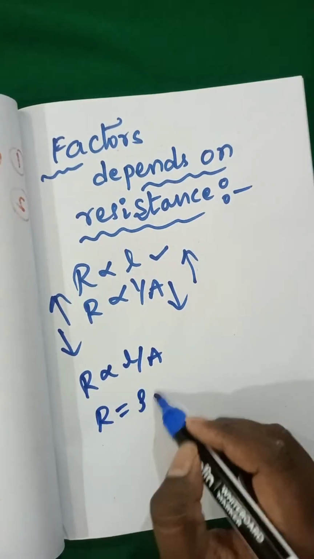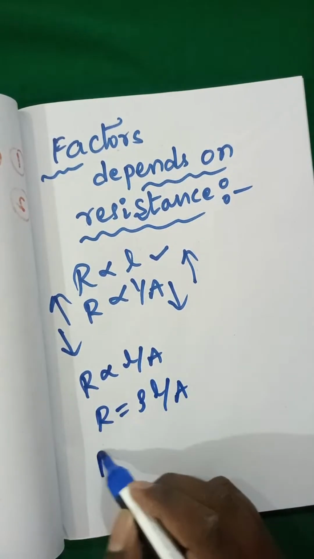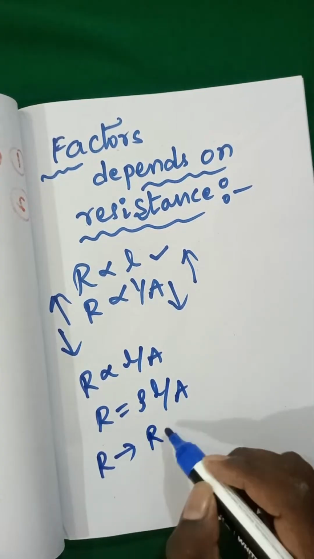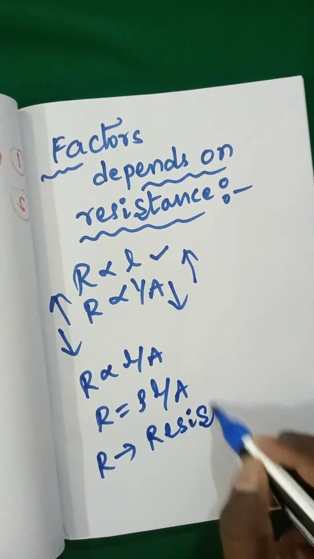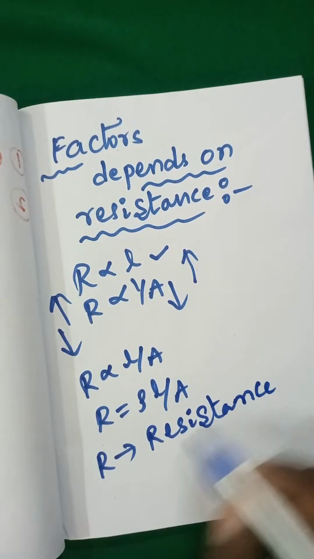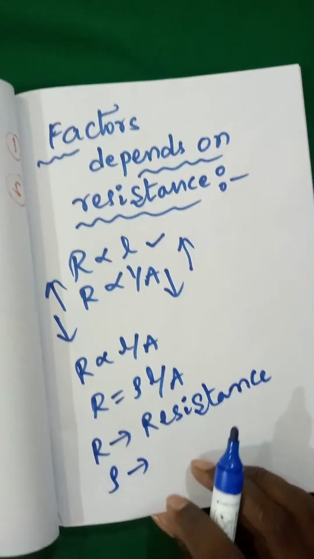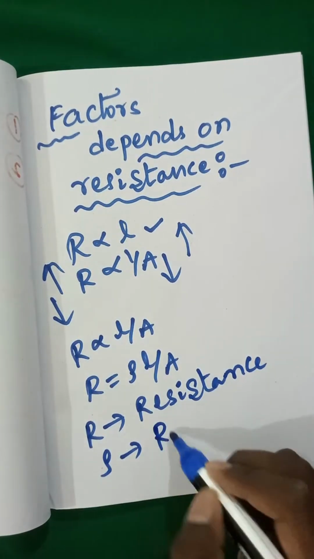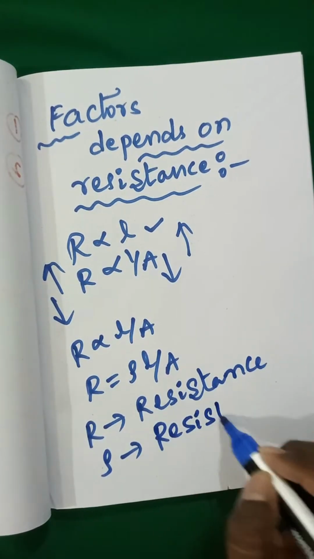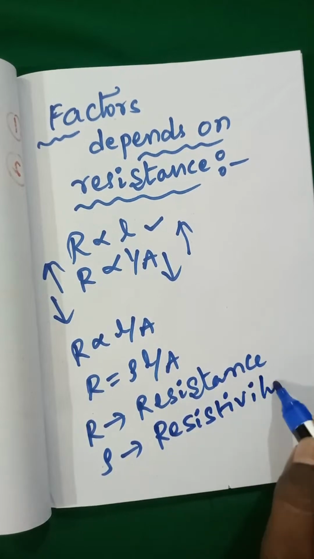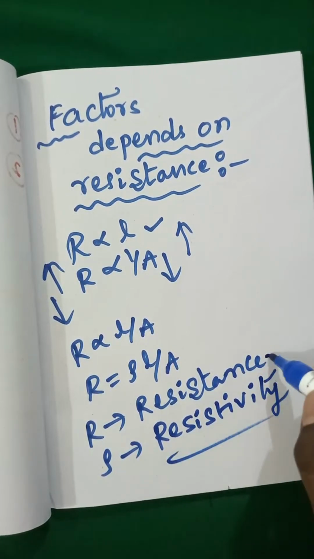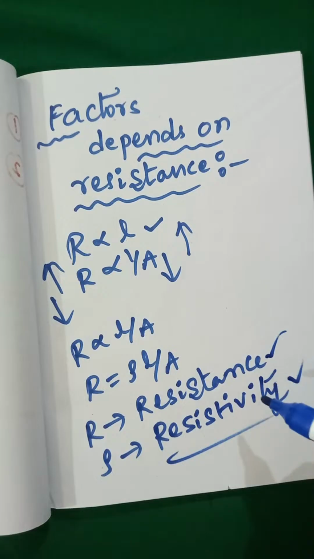R equal to rho into L by A. So here R is the resistance. Rho is the resistivity. Okay. So R is the resistance, rho is the resistivity. What is the resistance? Resistance is nothing but the phenomenon of opposing the electric current.